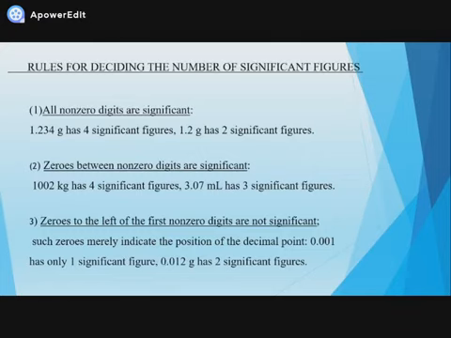The rule number 3 is zeros to the left of the first non-zero digits are not significant. Such zeros merely indicate the position of the decimal point, that is 0.001 has only one significant figure and 0.012 gram has 2 significant figures.